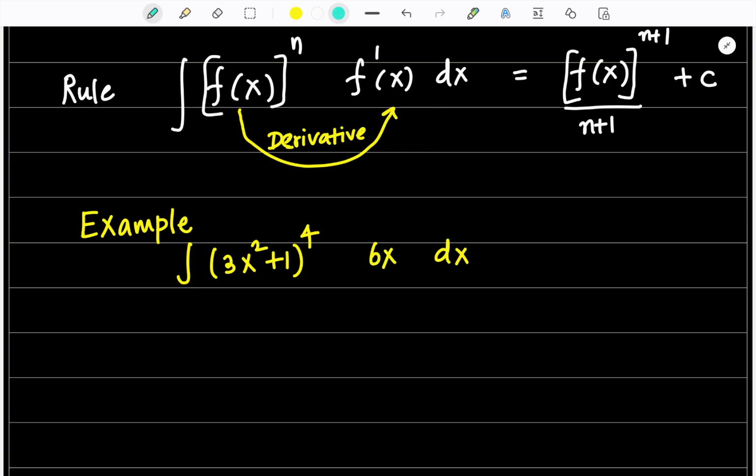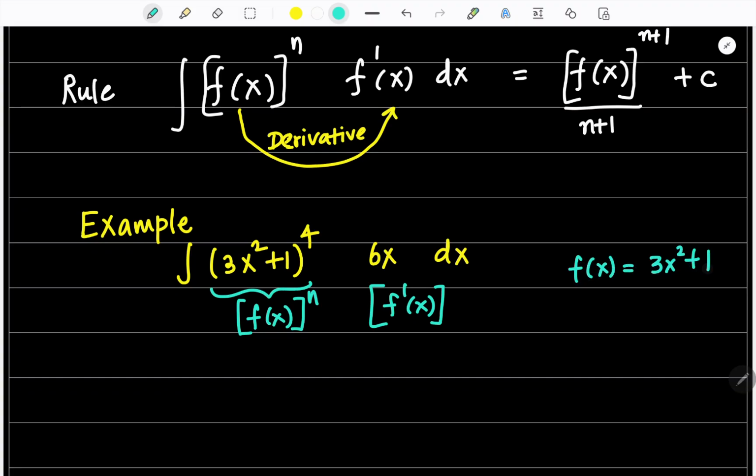If you have a situation like this, what is your f of x? Just compare with this formula. This is f of x to the power of n, and this is your f dash of x. So what is your f of x? F of x is 3x square plus 1. Don't take the power, only the inside function. What is your derivative f dash of x? 3x square derivative is 3 times 2x, plus 1 derivative is 0. So this equals 6x. So 6x is your derivative f dash of x.